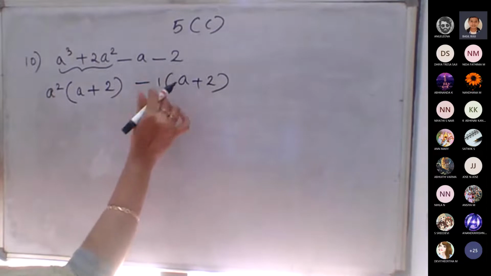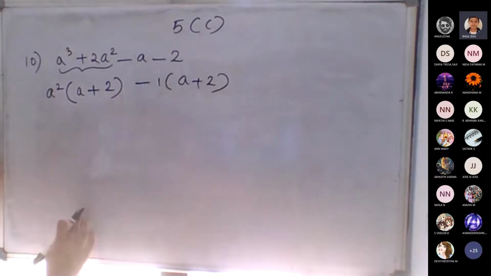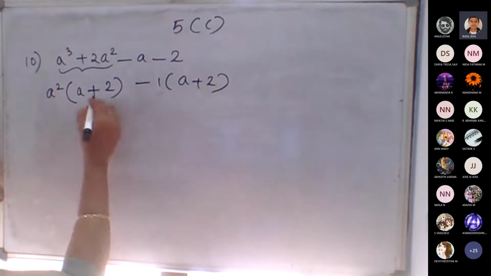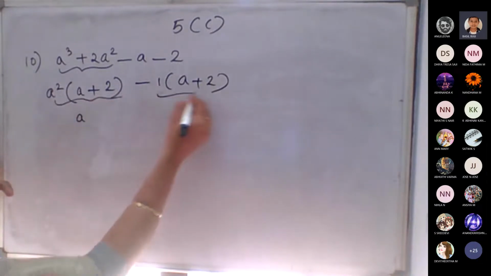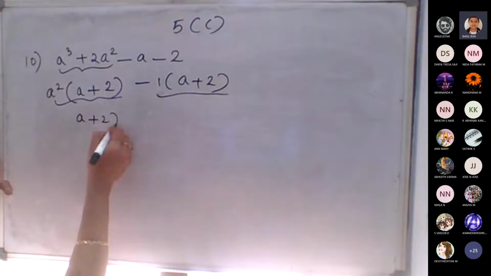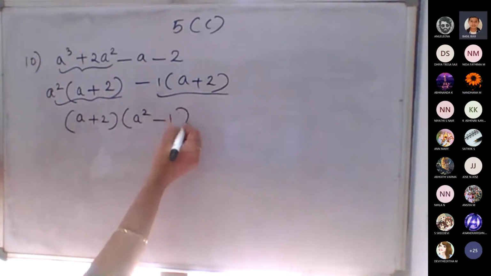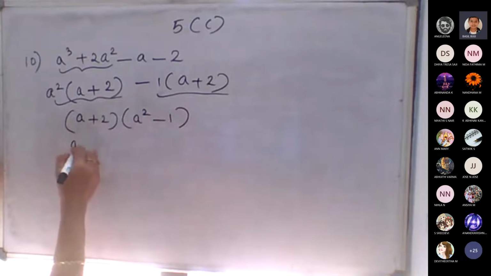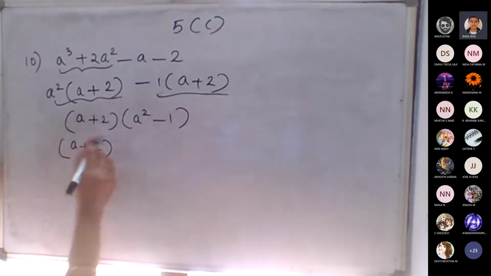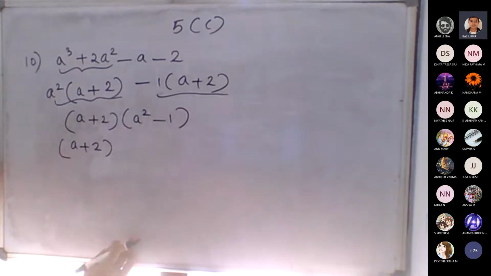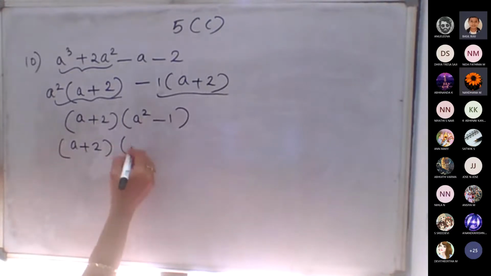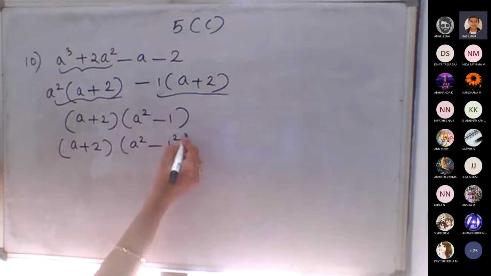Is it okay for you all? Yes, ma'am. Previous exercise. So then from here, these two, which one we can take? a plus 1, a square minus 1, then a square minus 1. a plus 2 we can't do anything. a plus 2 as a plus 2 itself. But we can do some adjustment with this a square minus 1 square.